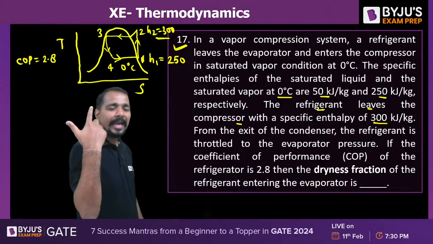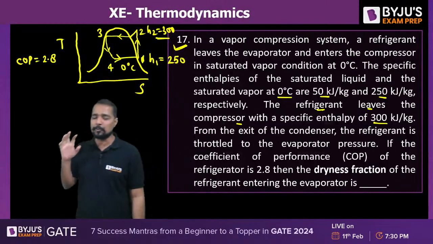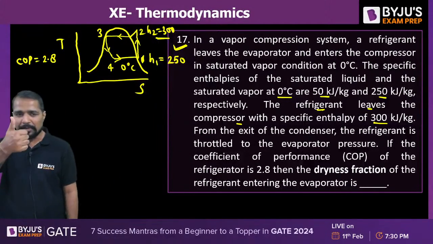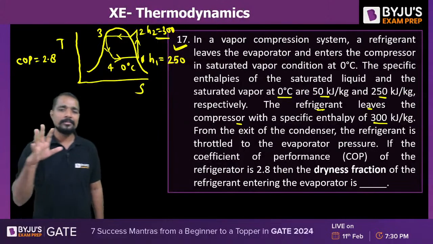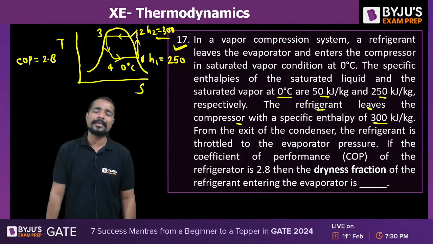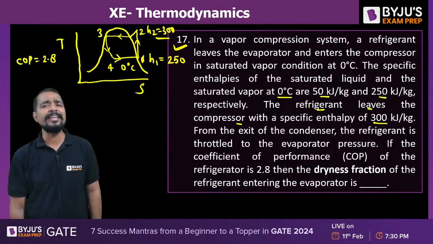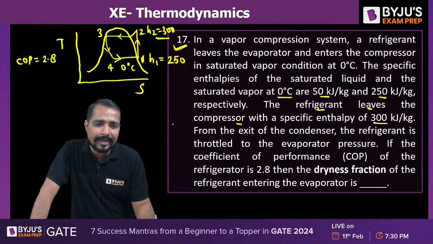COP is given, you will calculate the value of either H3 or H4, both are the same from here, and H4 is in the wet region. You will apply the formula and you will get the clear-cut answer of dryness fraction. Very easy question for all of you. Can we write from here?